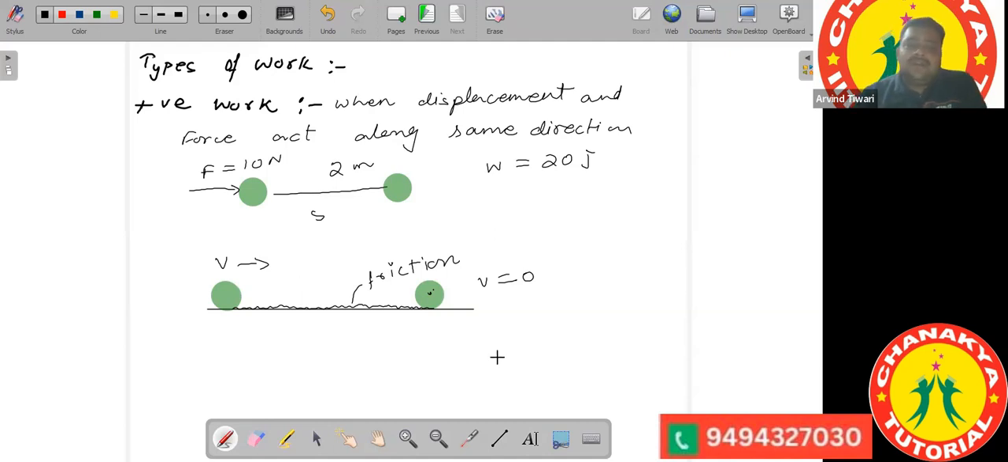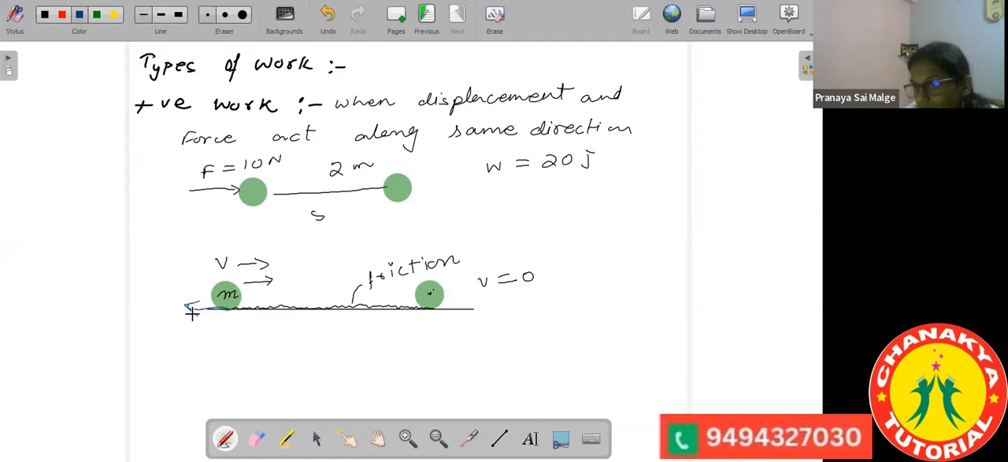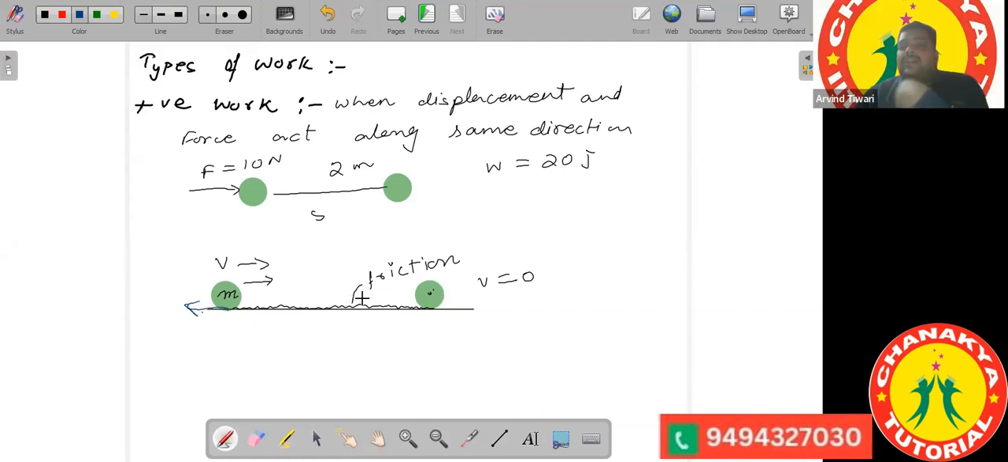Okay, let's visualize it a little bit closer now. As I can observe, this mass M is moving along the positive direction, and the force of friction always acts in a direction opposite to the direction of motion. So the force of friction must act along the negative direction. Right? Yes or no? Yes. So here the force of friction is not causing the motion. Rather, it is opposing the motion. So I will say that the force of friction has done some work, but that work is a negative work. It's not a positive work.